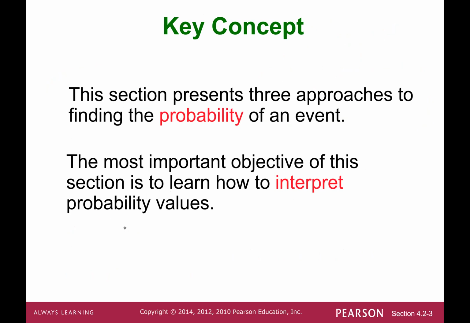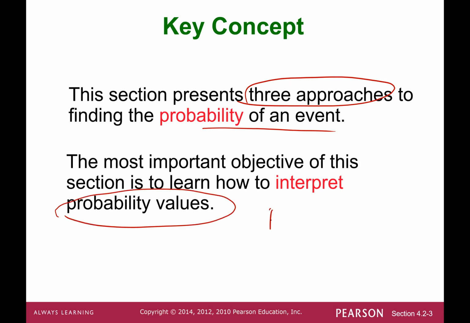Okay, so in session 4.1, we're going to have 3 approaches to finding the probability of an event, and I'll get to each one of these assumptions and approaches. The most important objective of this section is to learn how to interpret probability values. Using P to represent the probability, we'll try to interpret this value based on different indexes and the intrinsic meaning of each probability value.